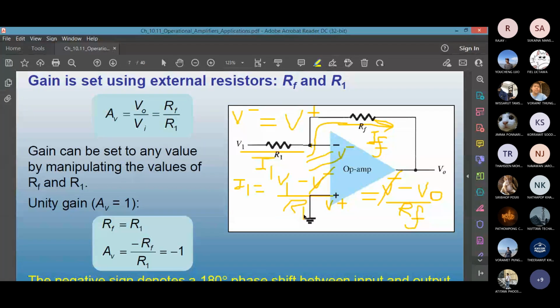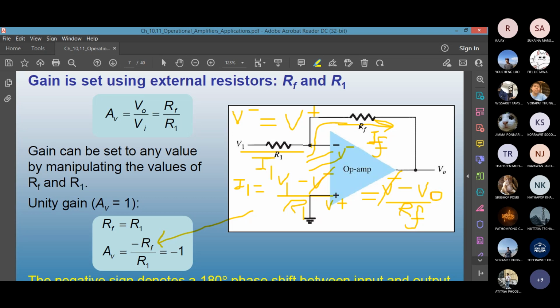You see V1 over R1 equals negative VO divided by RF. So what is AV then? AV is V out divided by V1, right? If you take V out over V1, it will become minus RF over R1. So what is the output voltage equation then? V out equals minus RF over R1 times V1. This is the gain factor.